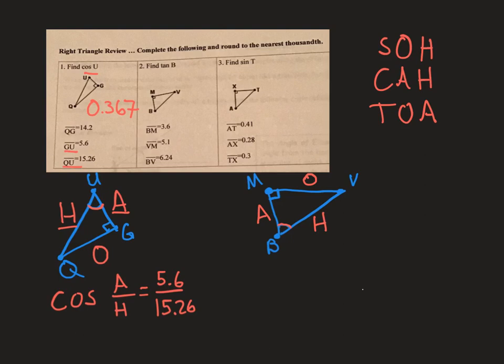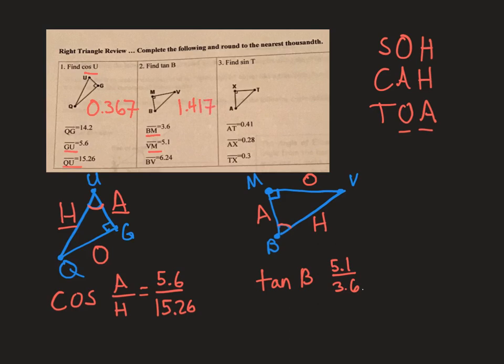And it's asking us to find tangent of B. So tangent of B means we need to find the opposite and the adjacent. In this case, we need to find VM and BM. So our tan of B is going to be 5.1 over 3.6. When you plug it into a calculator, you get 1.417.